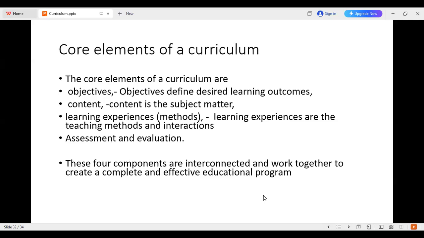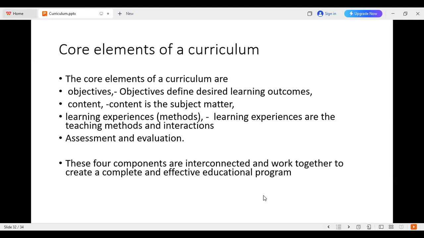Okay, a different method we can use: teaching method, and assessment and evaluation. Those are the four components, the core elements of a curriculum. These four components are interconnected and work together to create a complete and effective educational program.